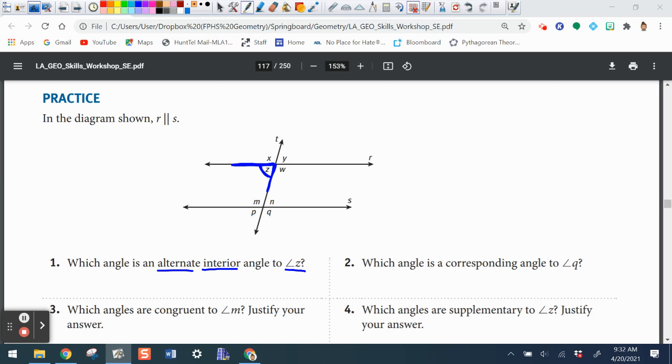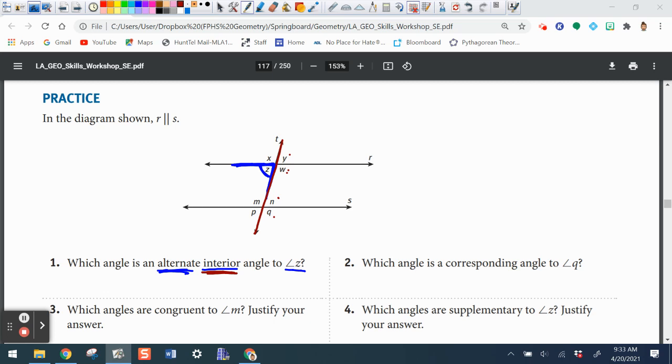If you go back and look at the vocabulary, alternate means on opposite sides of the transversal. So angle Z we would consider on the left side of the transversal line T. So we are looking for an angle that's on the other side of the transversal. Either Y, W, N, or Q would be considered on the other side of the transversal. And then it says alternate interior. So this second word, interior, refers to between the parallel lines. Now our only angle options that are considered interior, or between the parallel lines, are angle W and angle N. But one key component about these angle relationships is the angles can't be adjacent.